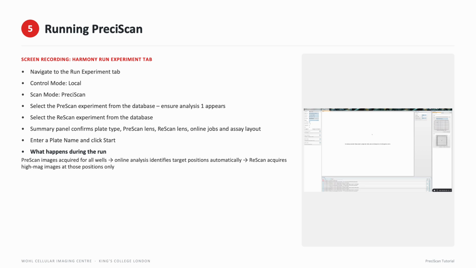Select the PreciScan experiment from the database. Make sure it's the one that you've just set up. And make sure that underneath, once you select the right one, you'll see analysis 1 and the name of the analysis that you saved as the online job in your PreciScan experiment. Select the rescan experiment that you've also just set up and saved, hopefully with a memorable name. And just have a quick check of the summary panel to make sure that the plate type, the PreciScan lens, the rescan lens, the online jobs are all correct and relevant. Enter a plate name and click Start.